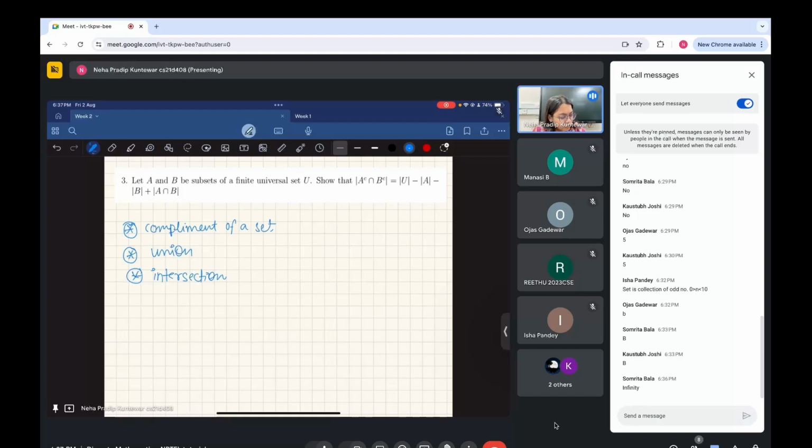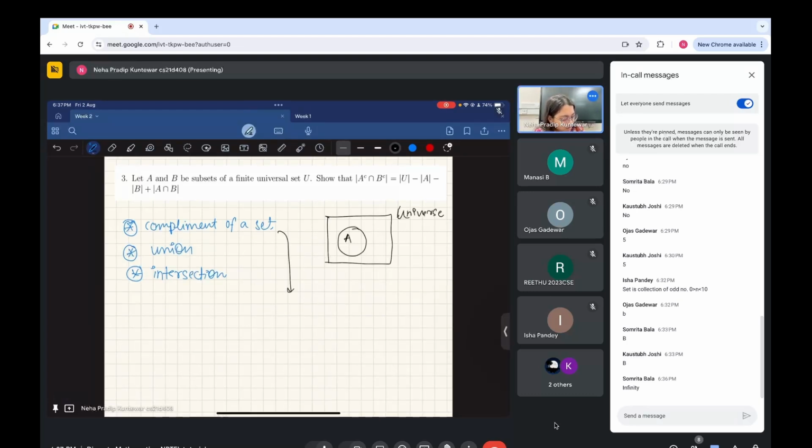So let's start by defining the complement. Let's say these are all the sets of numbers that you can have. This is what is called the universe of discourse, and let's say you have a set A which is contained in this. Now what does the complement look like? The complement is denoted by A to the C, or I will also denote it by A bar. These are the same thing.